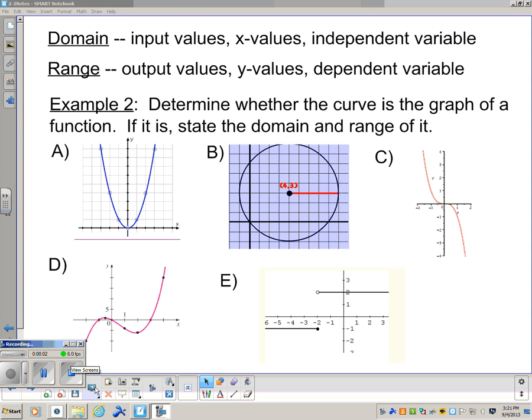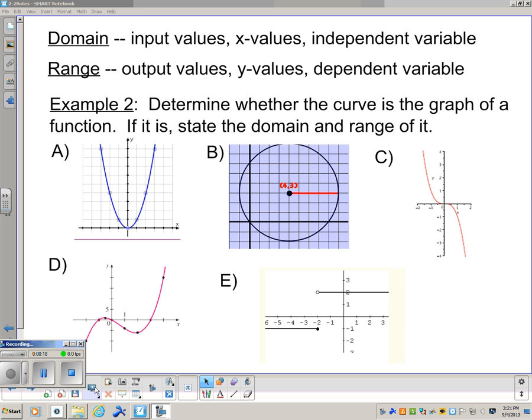Hello there. So today we are on 2.2, so you have your 2.2 notes out. We're going to be looking at domain and range, and then being able to tell if a graph is a function or not.